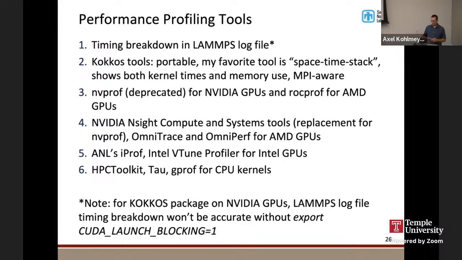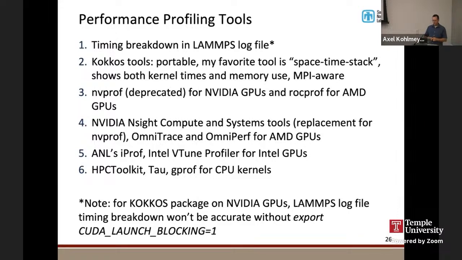You can use NVProf, which is deprecated now. There's also RocProf for AMD GPUs. So this is like the NVIDIA and the AMD tool. There are also replacements for NVProf, the Nsight Compute and Nsight Systems tools. And then there's also OmniTrace and OmniPerf for AMD GPUs. For Intel GPUs, you can use VTune, or Argonne Lab has an iprof tool. And then for CPU kernels, there are a lot of different packages. You can use HPC Toolkit, TAU, or just the GNU gprof.